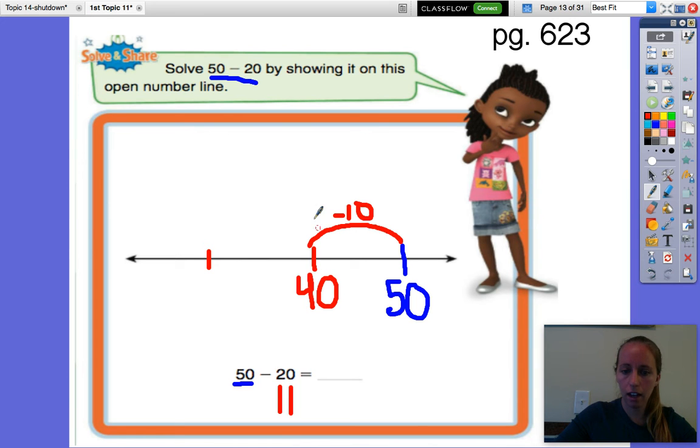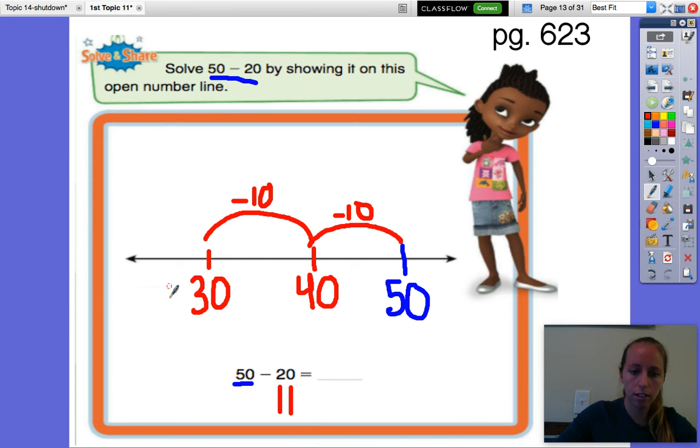And then I'll take away another 10, because we have another tick mark to jump to. 40, take away another group of 10, and now we are down to 30. So 50 minus 20, 10, 20, is 30. So our difference is 30. We can definitely check our work too. I'm going to come over to the side just to try to check my work.